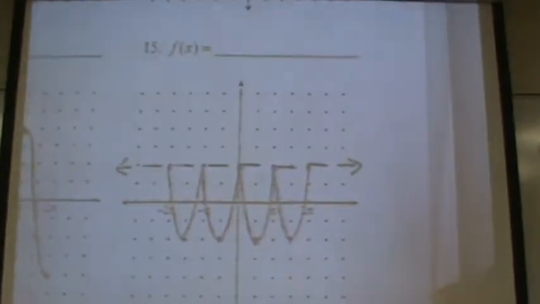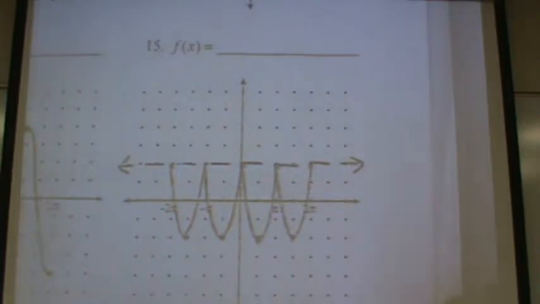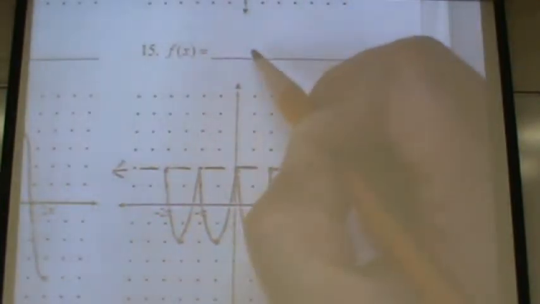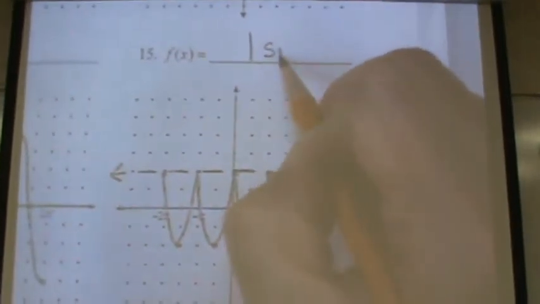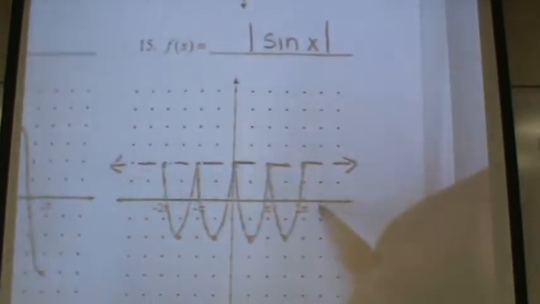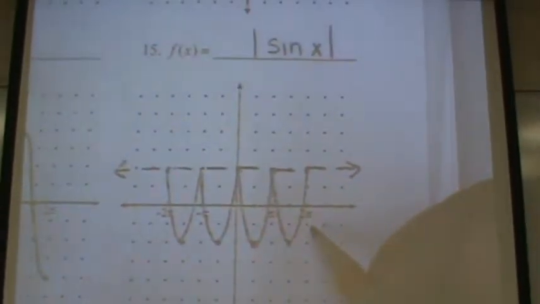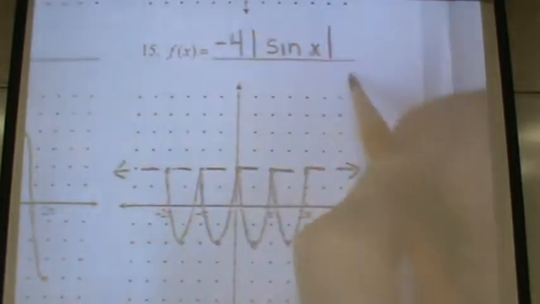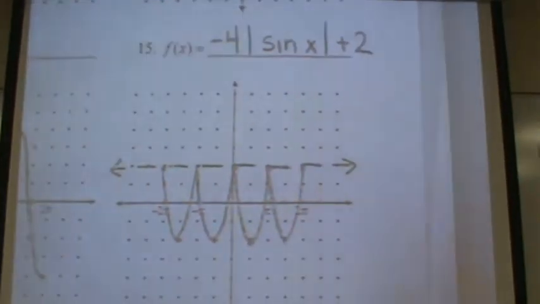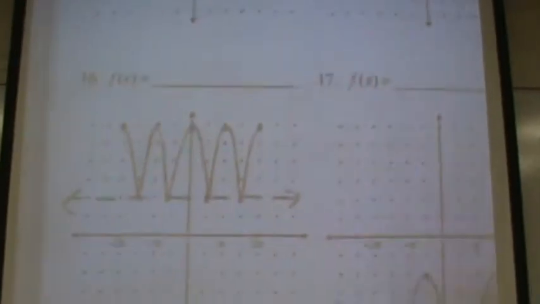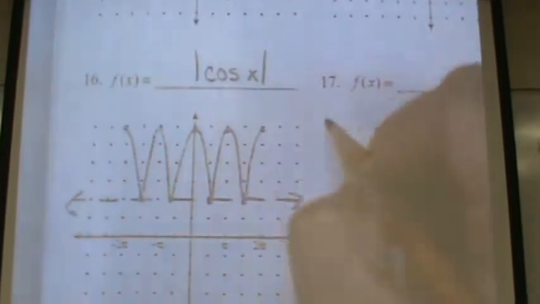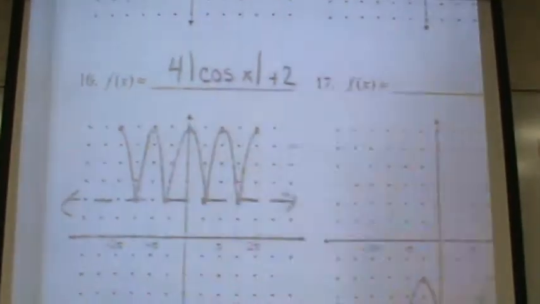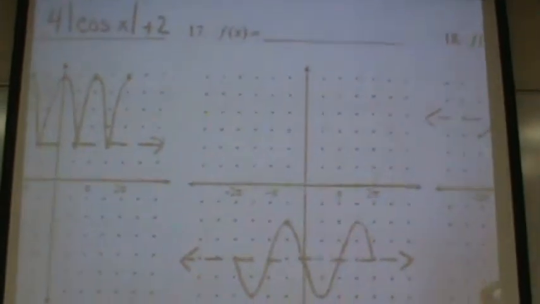Number 15, I drew it wrong. What's this one? Sine, absolute value, right? What else? Negative 4 plus 2. Good. Number 16, absolute value of cosine. 4 plus 2. Good. Next one?